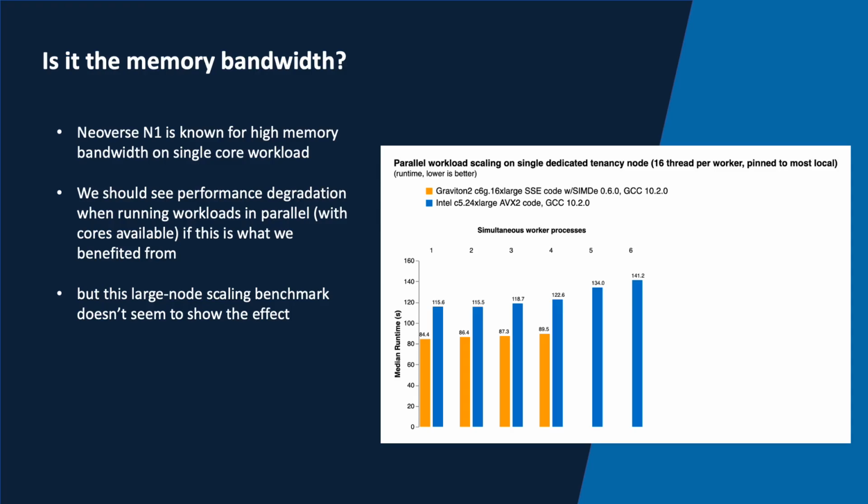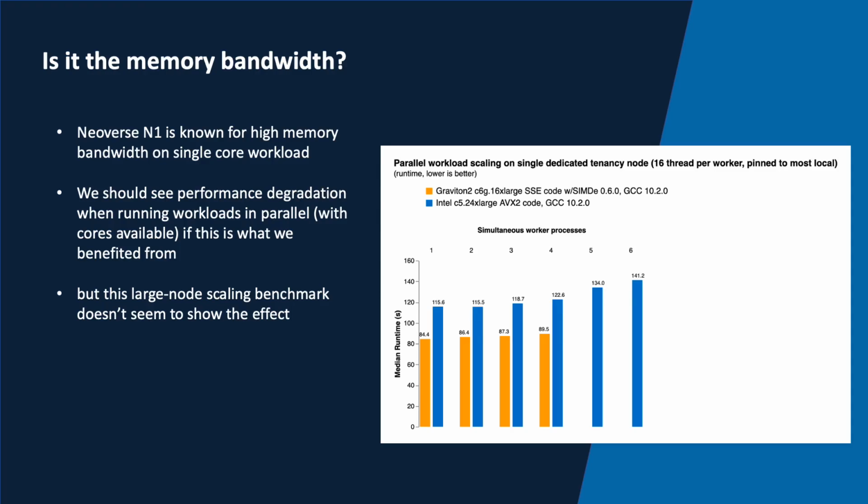So what we did is we ran a scaling test on a very large node. So this node has 64 cores, which is basically the entire Graviton2 chip. And then we're running workloads which have 16 threads. So we're just using 16 cores for each of these simulations. And then we're running simultaneous simulations.